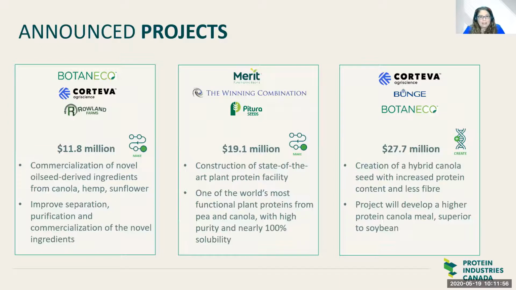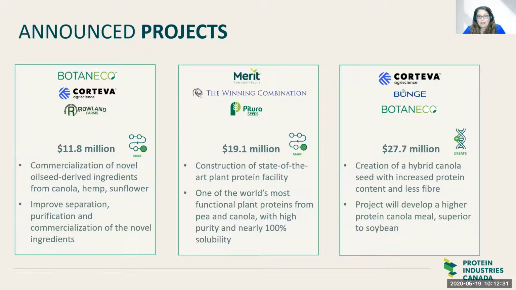To give you a better sense of the types of projects that we've made investments of, here are the 5 projects that we have announced. So the first project that I'll talk about is the Botanico Carteva Roland Farms project, which is a MAKE project, which relates to the development of novel oilseed-derived ingredients from canola, hemp, and sunflower. The Merit-winning combination and Patura seeds project is also part of the MAKE pillar, and it relates to the development of pea and canola protein products.